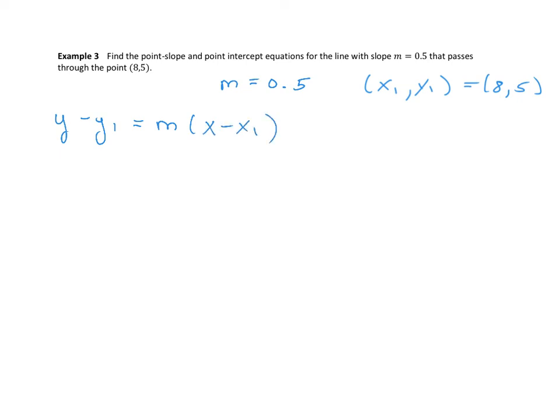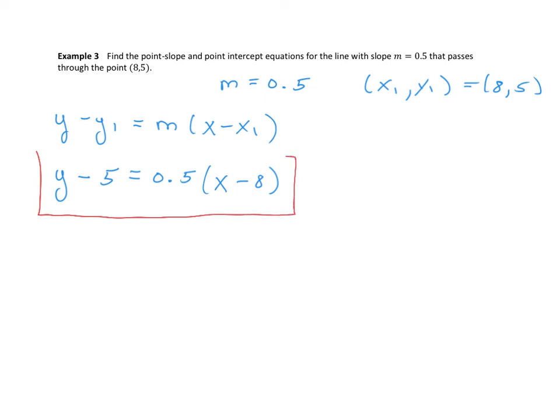And I'm going to simply just plug in this information. So we have y minus y1, and y1 is 5, so that was right here. That is equal to the slope, which was 0.5, and then we have x minus 8, because 8 was x1. And here it is. This was the first thing. This is the point-slope form of the line. But how do we get the other one?